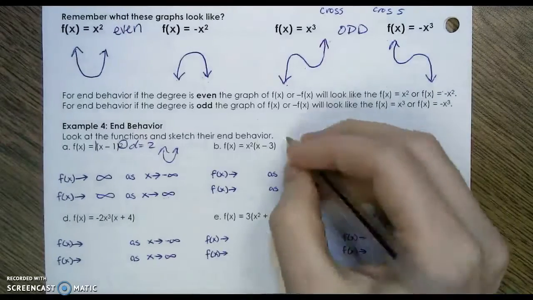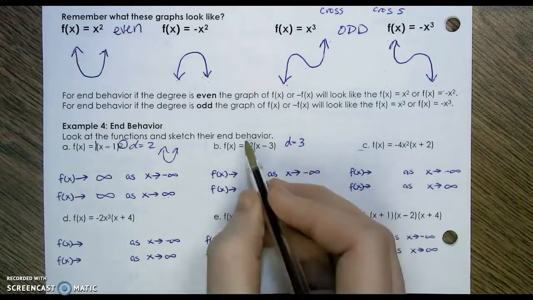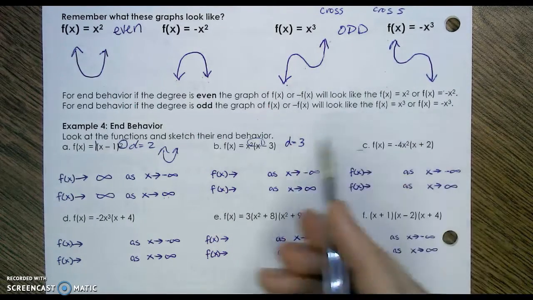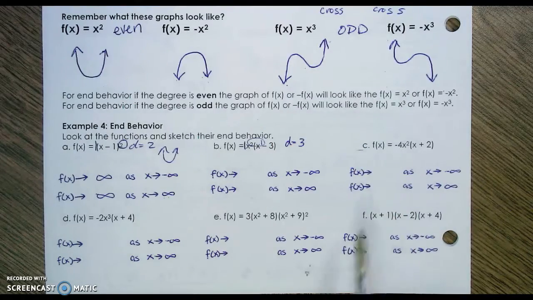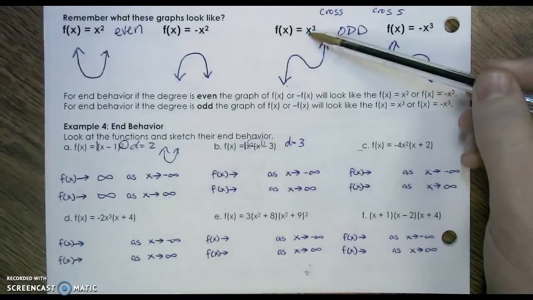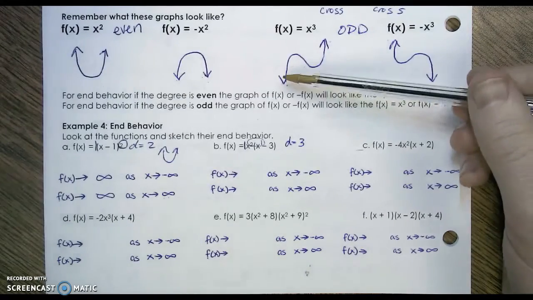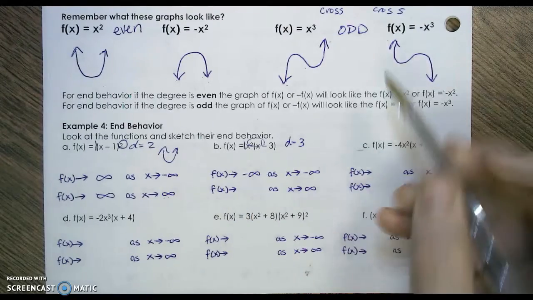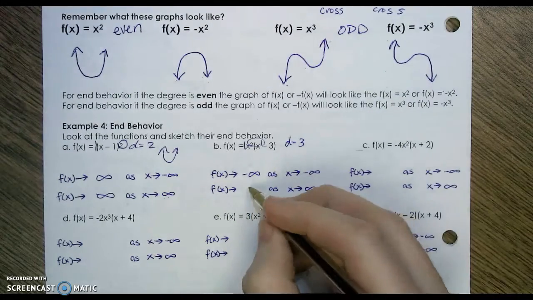Well, here I have degree 3, because I've got x squared and x, which add up to degree 3. So that means it's going to end up like one of these. Now the number in front is a positive 1, so that means it's going to end like this, because it's positive and it's odd. So it's going to end down on the left, so we're going to put negative infinity there. And it ends up on the right, so we put positive infinity there.